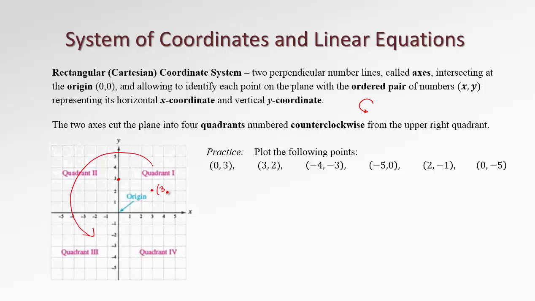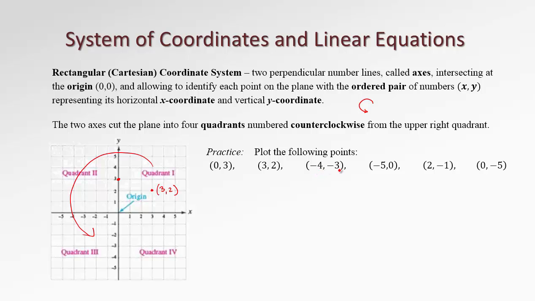Let me write it down, 3, 2. You see, if we project this point onto the x-axis, it points out to the number 3. And if we project this point perpendicularly onto the y-axis, it will point out to the number 2. So 3 is the first coordinate, 2 is the second coordinate. You may want to plot the rest of those points by yourself and check in a second against my work.